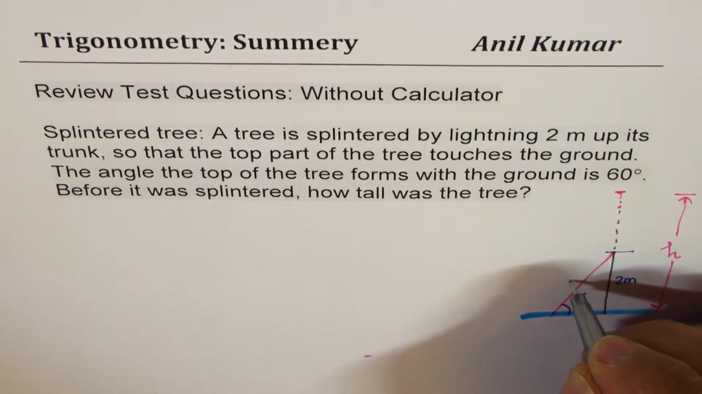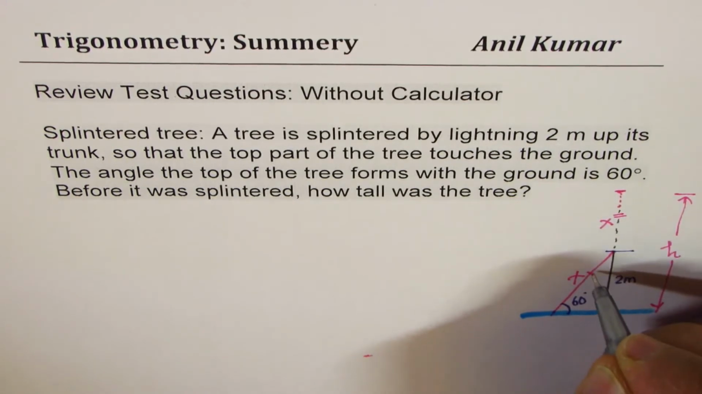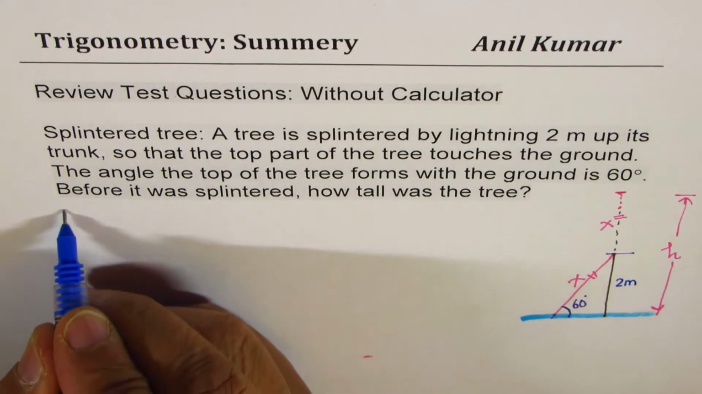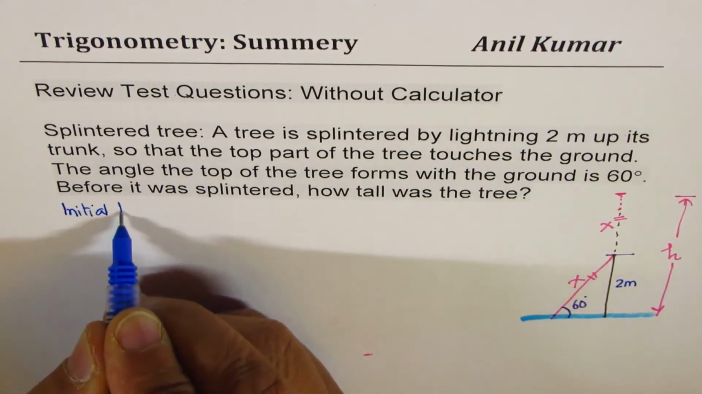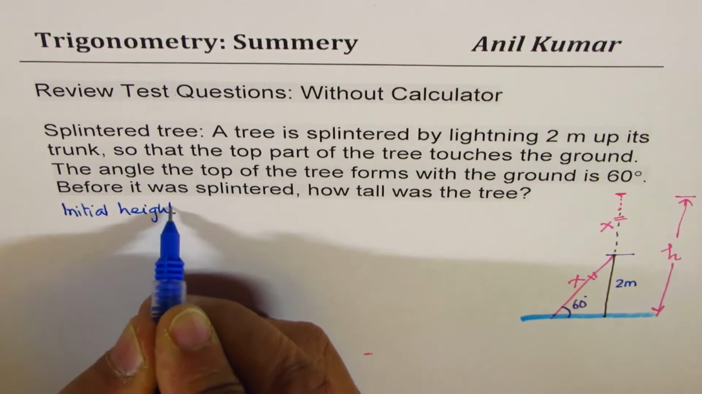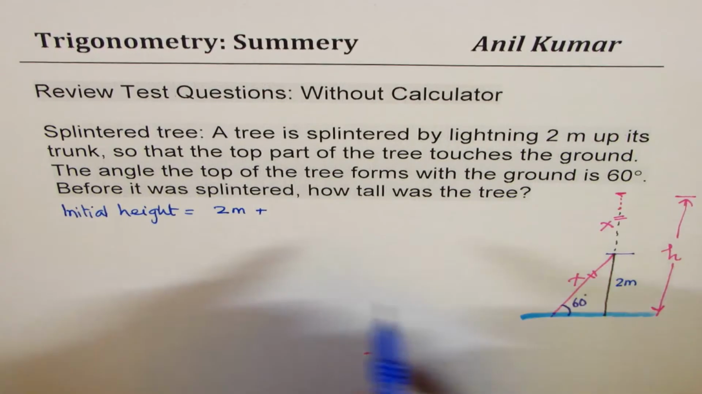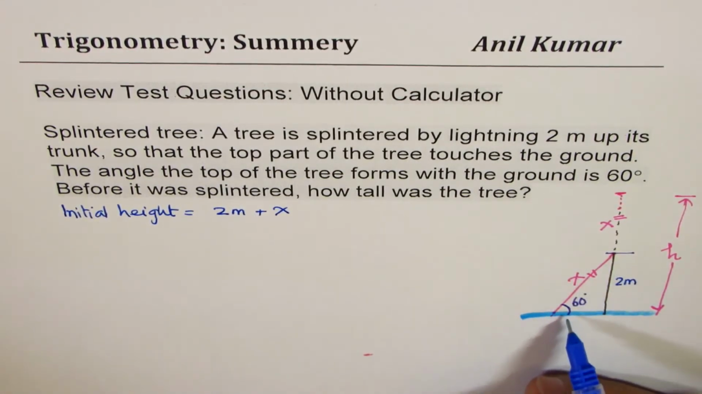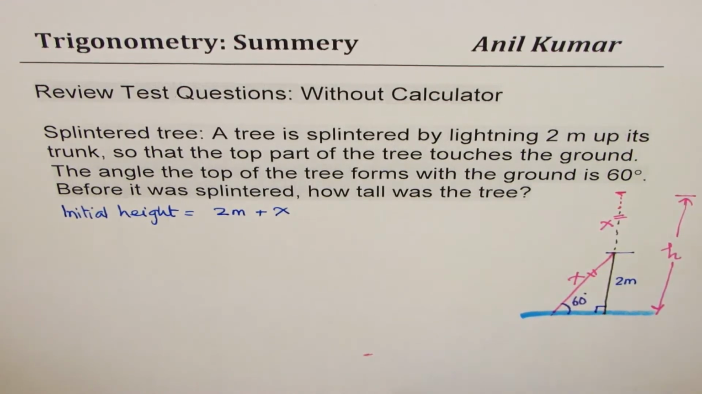If this is unknown x, then that should be equal to this x. So we know from here that the initial height of the tree will be equal to 2 meters plus x. Now when it falls, it makes an angle of 60 degrees, and we'll assume that the tree is at right angles to the ground. That is an assumption.